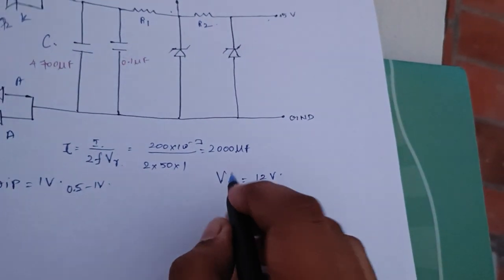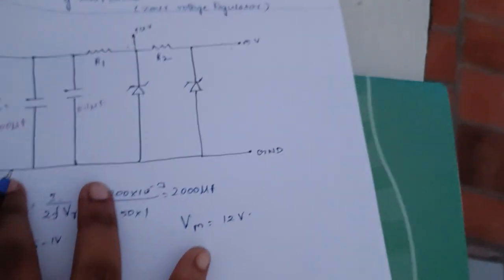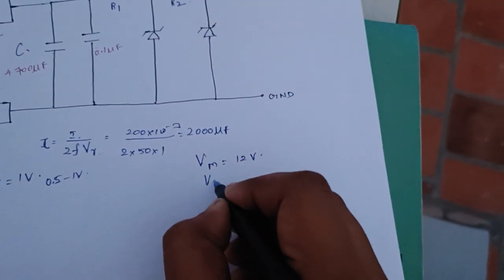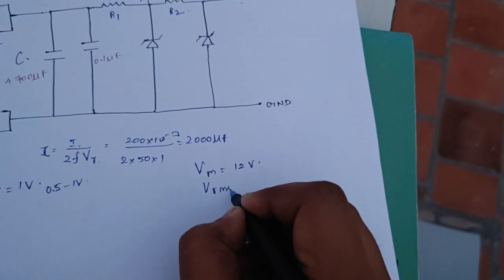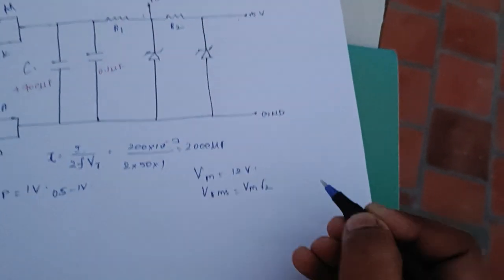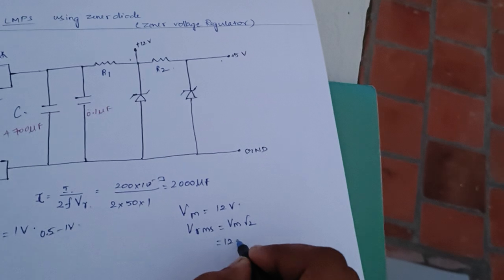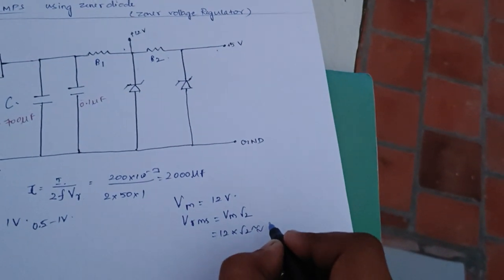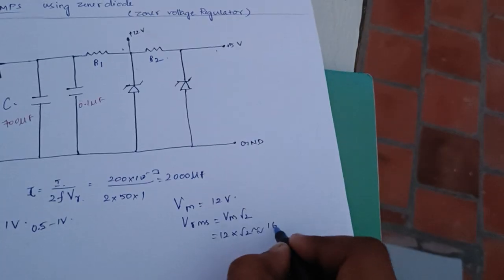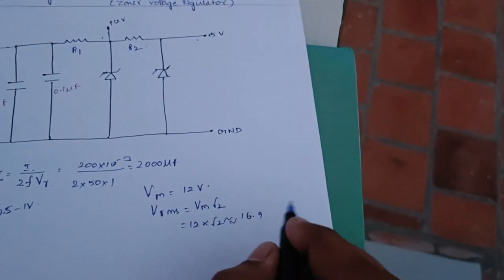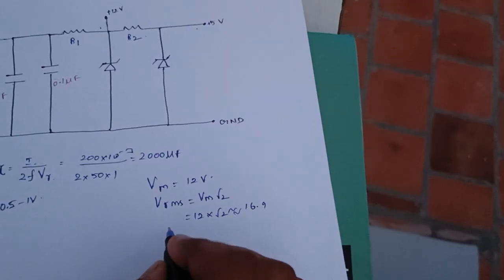Okay, so to convert this into RMS value, what we will do? To convert this RMS value, we will do Vrms equal to Vm into root 2. Okay, so 12 into root 2, approximately we will get 16.9 volt. Okay, 16.9 volt we will get. And we have diode drop.